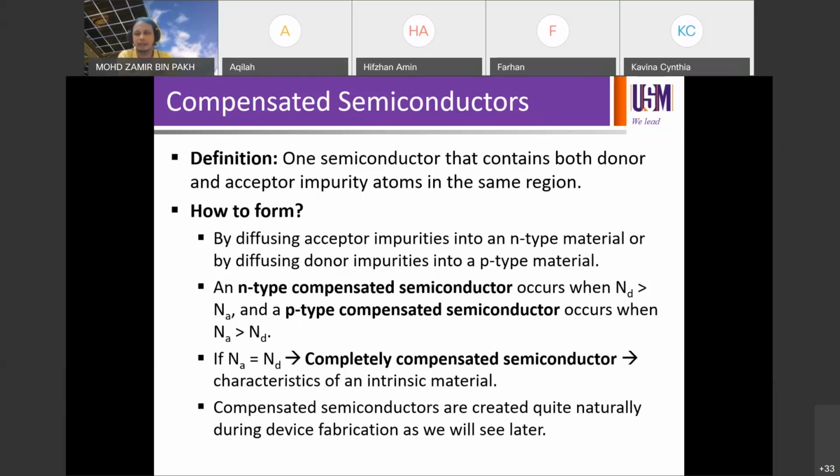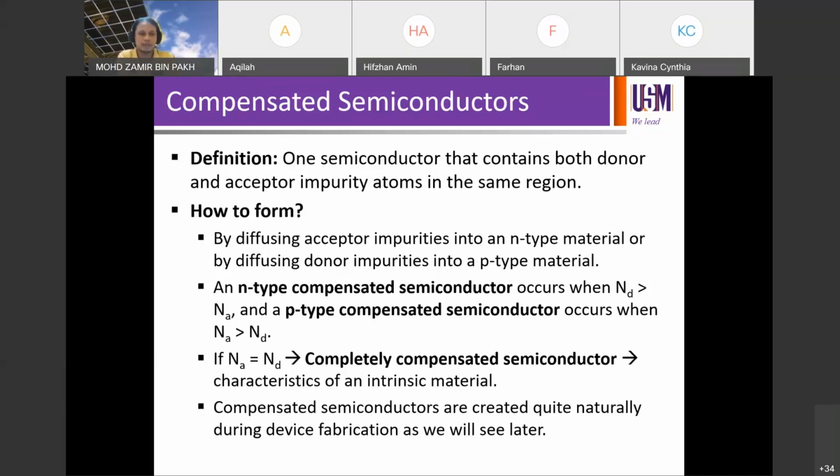We call it compensated semiconductors. So what is a compensated semiconductor? It is a type of semiconductor which contains both donor and acceptor impurity atoms in the same region. So we'll see later on, you can actually dope the semiconductor with both dopant types to be able to generate an equal amount of carriers in the semiconductor.